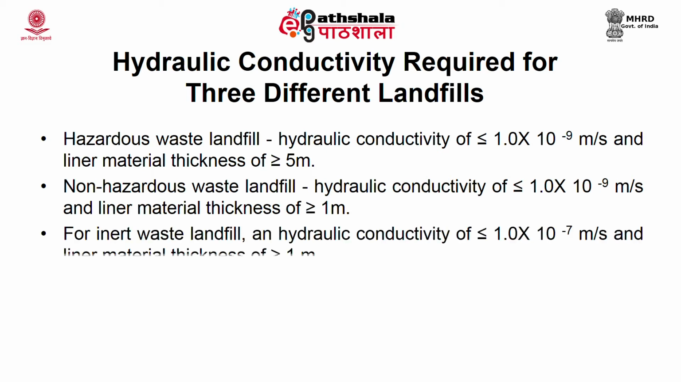Similarly, for inert waste landfill sites, a hydraulic conductivity of less than or equal to 1 into 10 to the power of minus 7 meter per second is sufficient, and a liner material of thickness greater than 1 meter will do for the inert waste material. Among these values also, the hazardous waste will have the lowest hydraulic conductivity when compared to the non-hazardous waste, and inert waste will be a little higher.